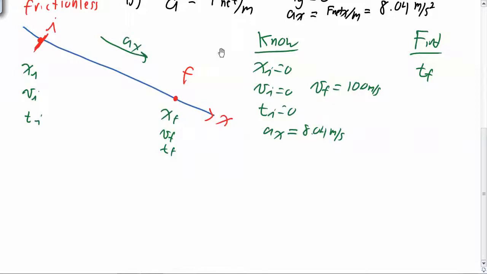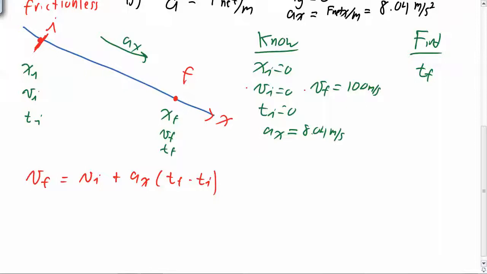And since we want to find out something about time, it makes sense to use one of the kinematic equations that has time in it to try to solve the problem in one step. And since we know something about the initial and the final velocity, the second kinematic equation would probably be the most useful. So that would say that v final equals v initial plus the acceleration in the x direction times t final minus t initial.